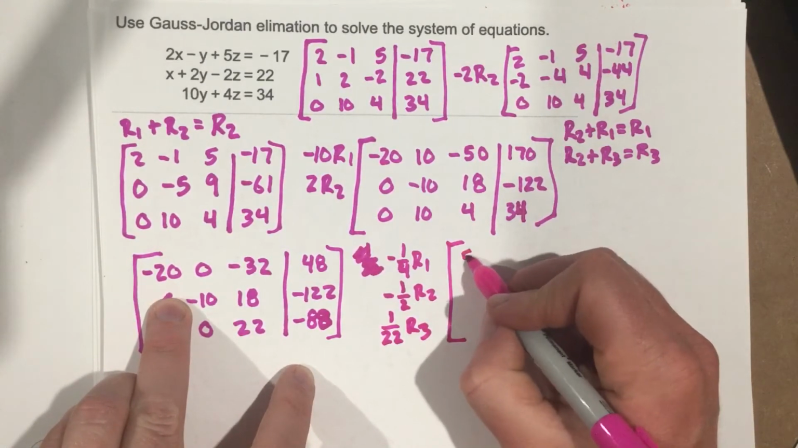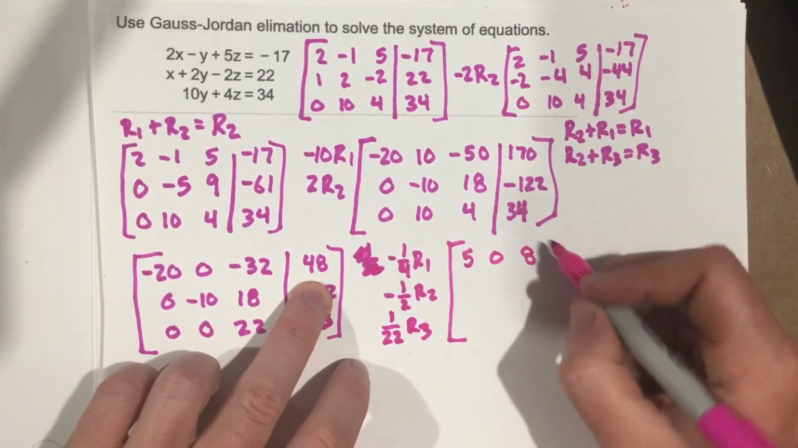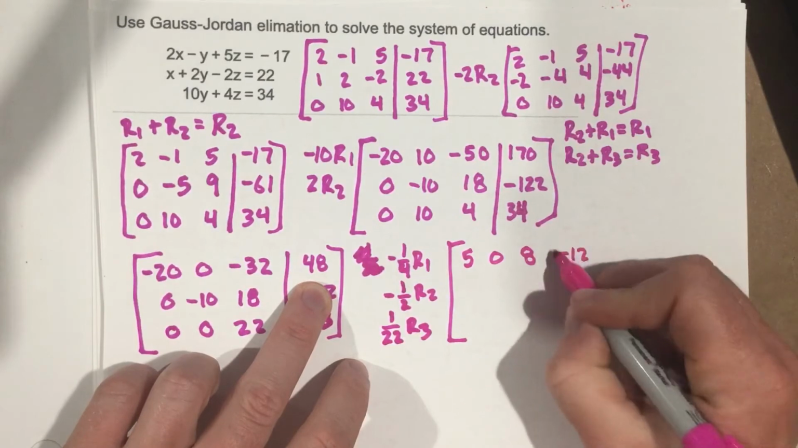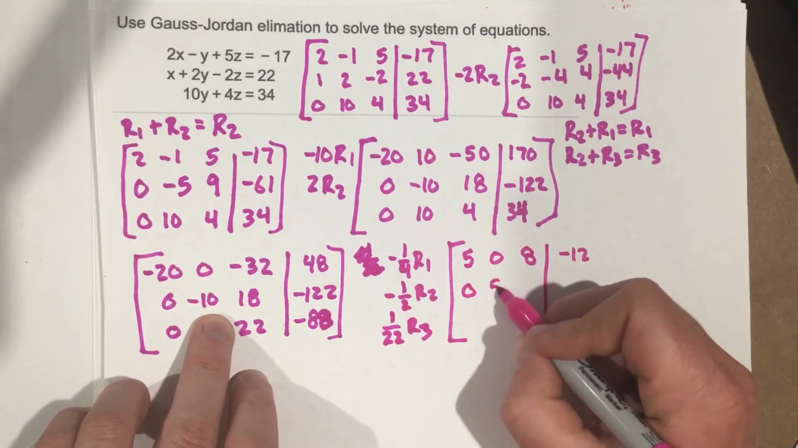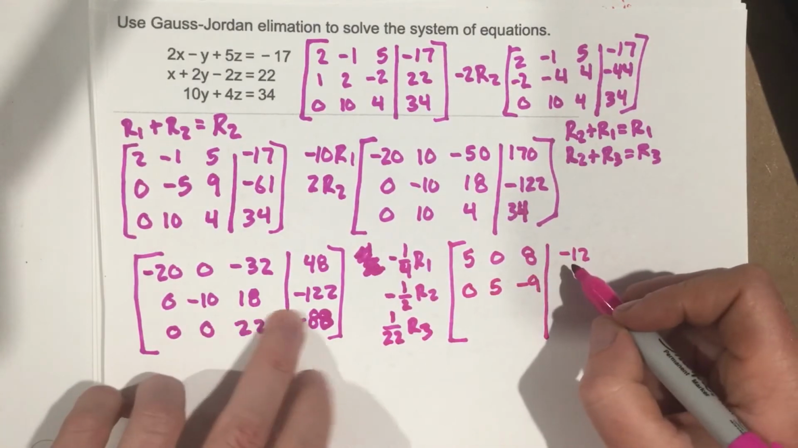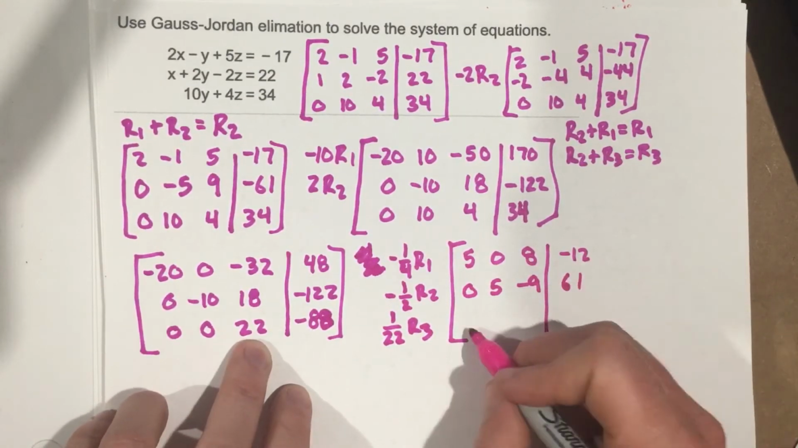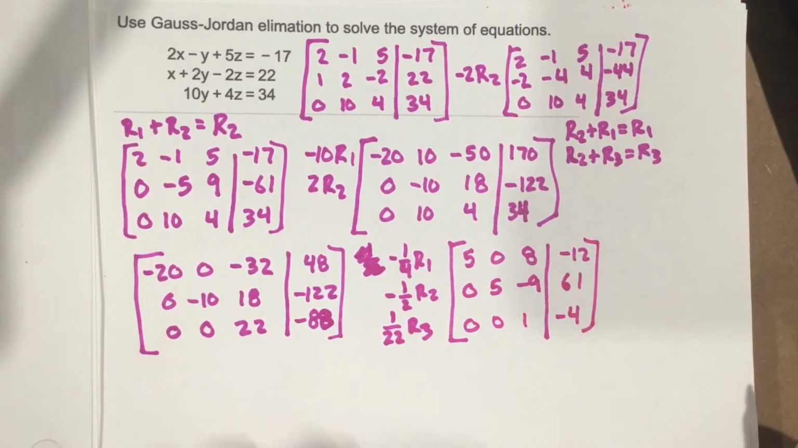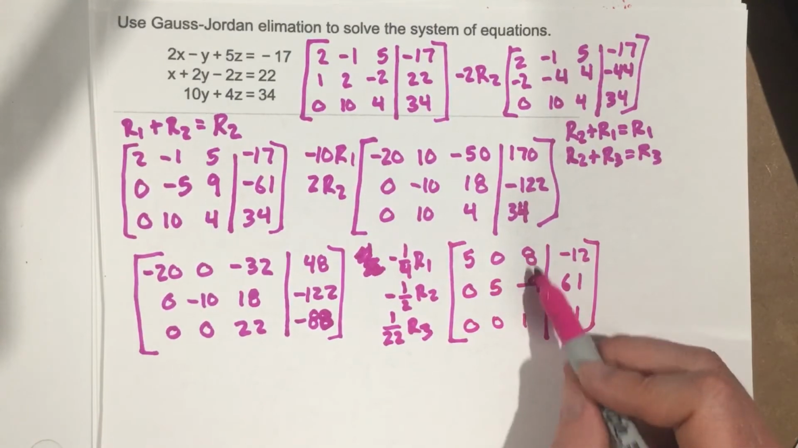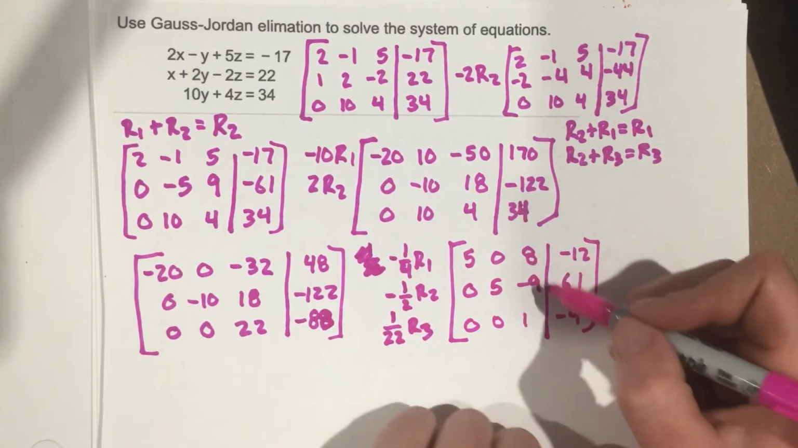On top, you're going to end up with 5, 0, and then 8, and then this will give you negative 12. Here you're going to get 0, 5, negative 9, and then 61. Bottom you'll get 0, 0, 1, negative 4. Okay, we got to cancel this and this out at the same time. So the easiest way to do this is, we know 1, 8, and negative 9.